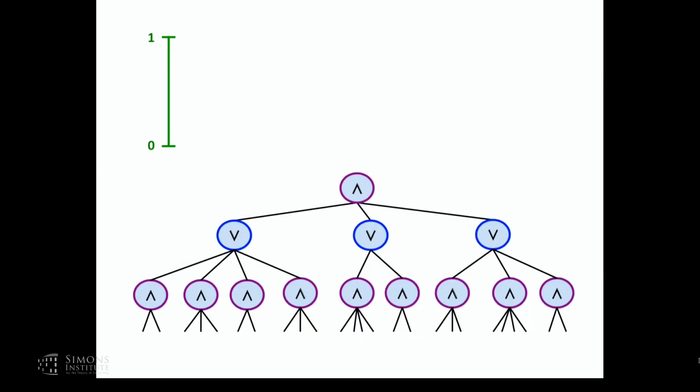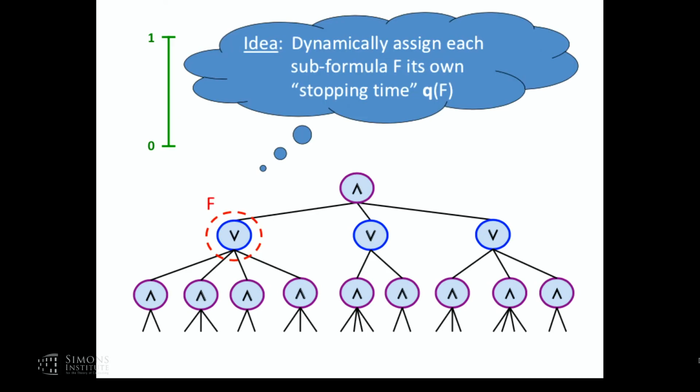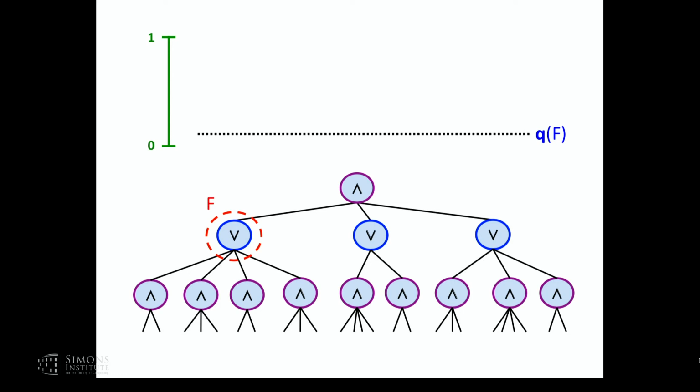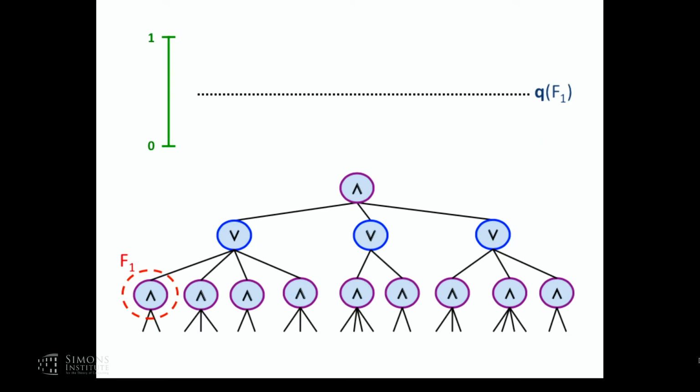But what if we have a formula now? Is there something better we can do? And it turns out there is. So just to illustrate the idea, what we're going to do is dynamically, for each subformula here, or equivalently for each gate in this formula, so call this one f, assign some stopping time, which I'll denote by q of f. So a different stopping time for each gate. Some q of f for this f.